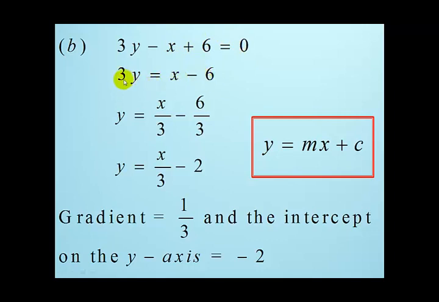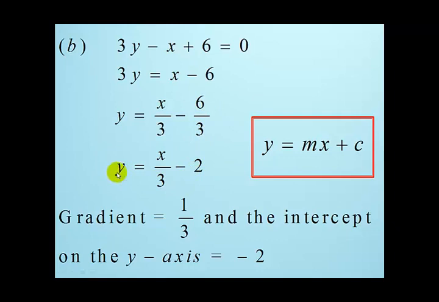Now if 3y is equal to x minus 6, how do we solve for y? We have to divide through by 3. So dividing 3y by 3, we have y. And when we divide x by 3, we have x over 3 minus, dividing 6 by 3, we have 6 over 3. Now y is equal to x over 3 minus 2 because 3 goes into 6 2 times. So y is equal to x over 3 minus 2.